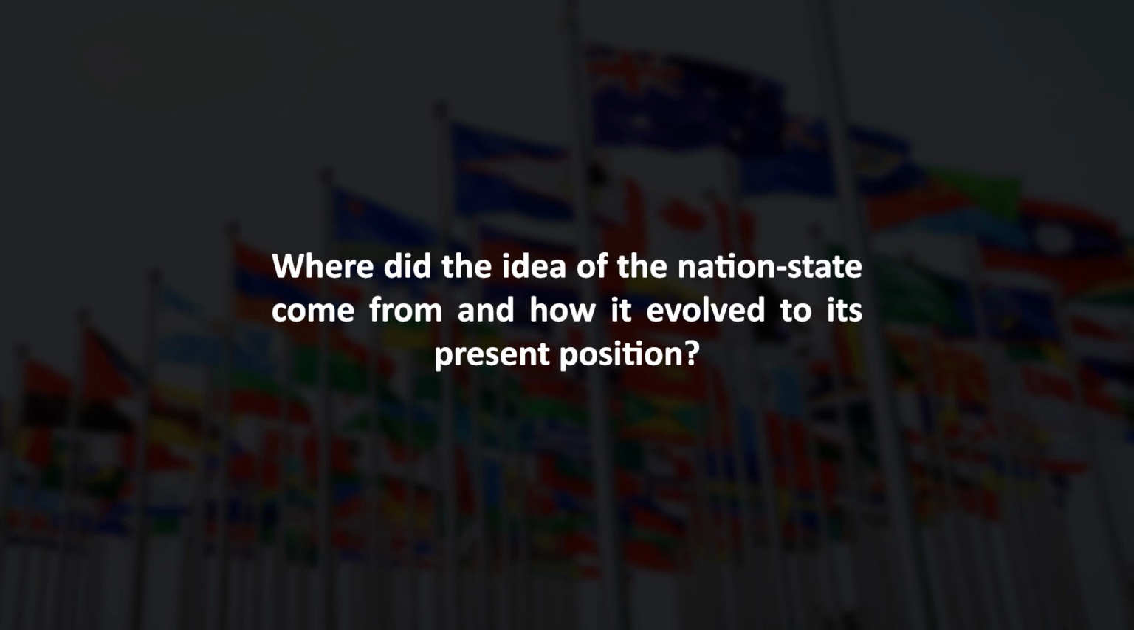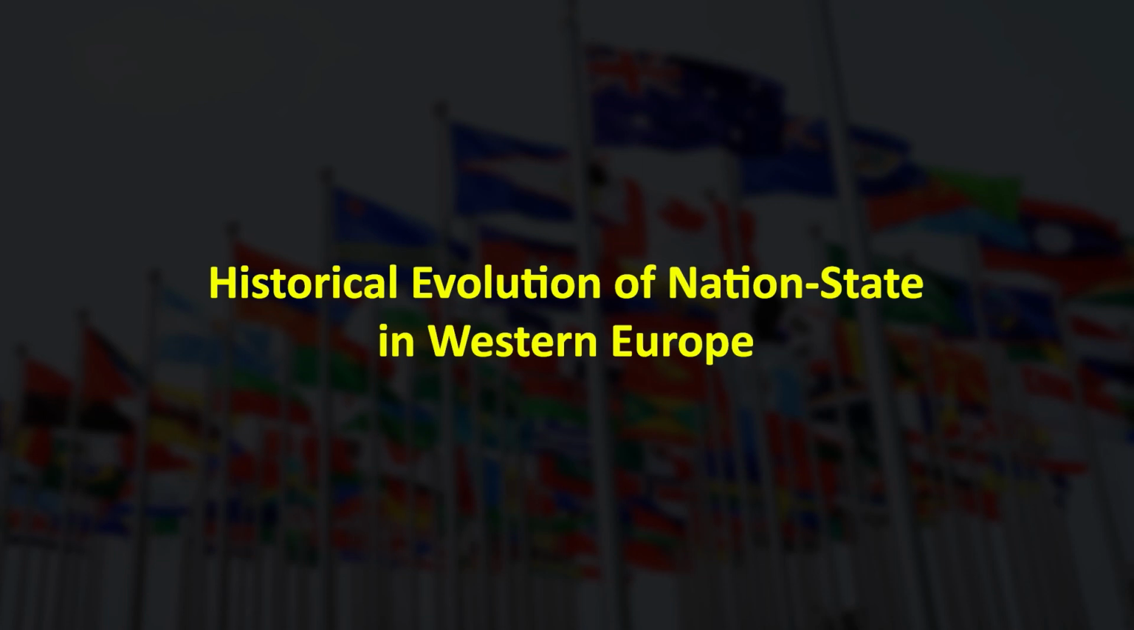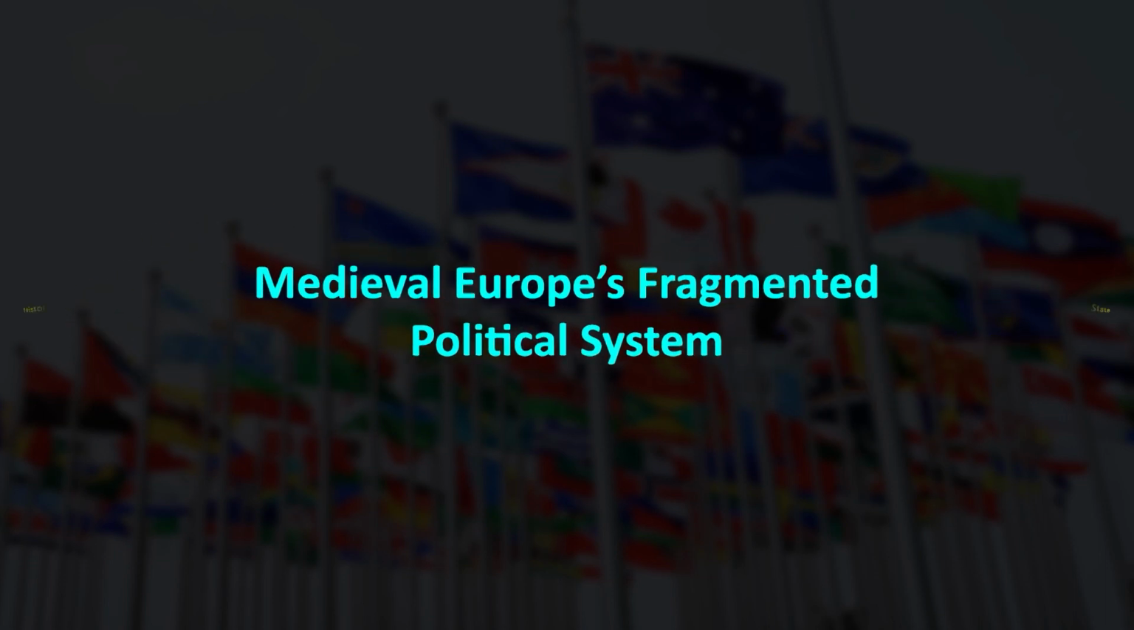Hence, the important question is, where did the idea of nation state come from and how it evolved to its present position? So, let us now discuss in detail the historical evolution of nation state in Western European context. We will start with the medieval Europe's fragmented political system.